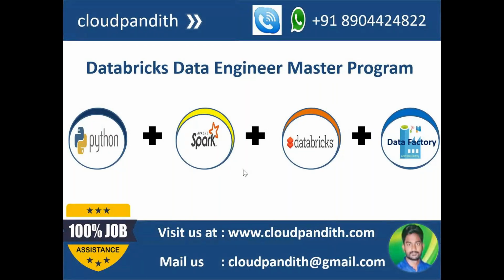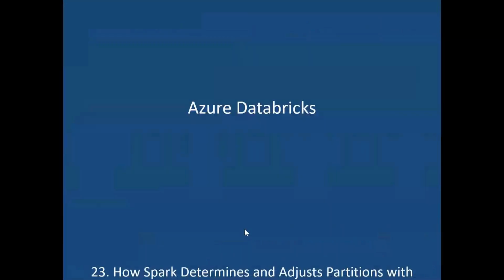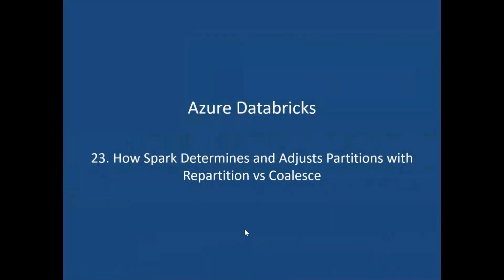Okay, good morning team, in this Databricks Data Engineering Master Program, this is the 23rd session. The theoretical part is already completed, right? We understand how Spark determines the number of partitions and how Spark can adjust the partitions. Adjusting the partitions means we can either increase or decrease them. How can it be done? Using repartition versus coalesce. Repartition is used for increasing or decreasing the partitions, whereas coalesce is used only for decreasing the partitions, right?